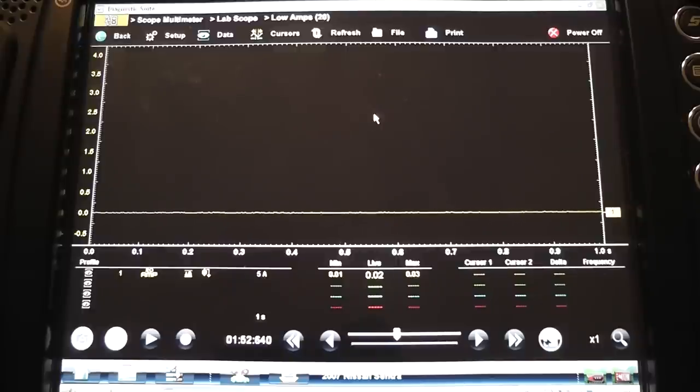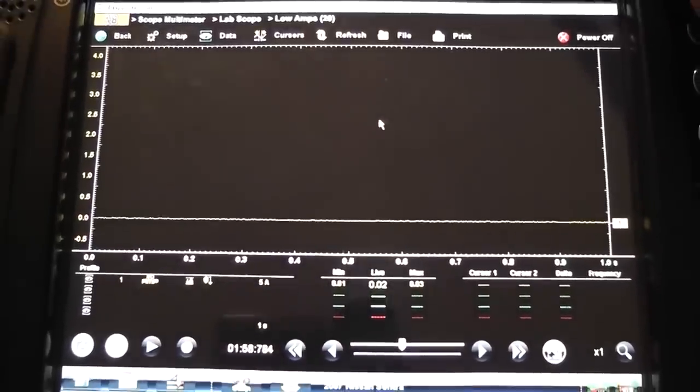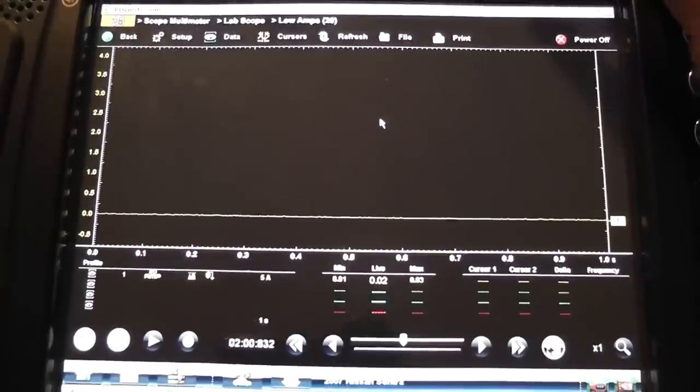That's where a wiring diagram comes in. This will be good practice for section 3. Turn that off for me. Turn the key back on. Okay, good. You guys follow me?